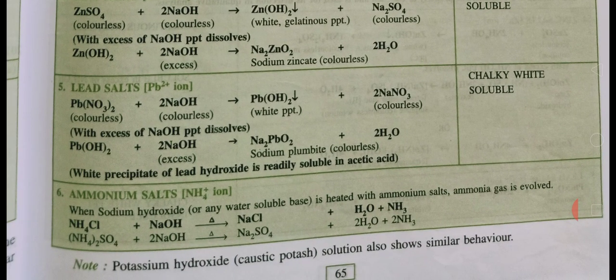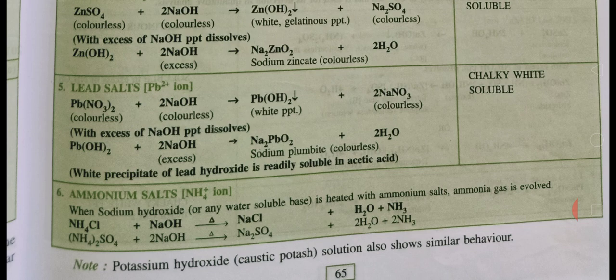Then children, next is lead. Any lead salt can be identified when you add the sodium hydroxide. It gives you a white PPT of lead hydroxide. This white PPT is of chalky nature. So we can say that it is a chalky white PPT. And children, this chalky white PPT dissolves in excess of NaOH. So if you add more NaOH to it, it dissolves to give you a colorless solution of sodium plumbite, that is Na2PbO2. This white PPT of lead hydroxide is readily soluble in acetic acid also.